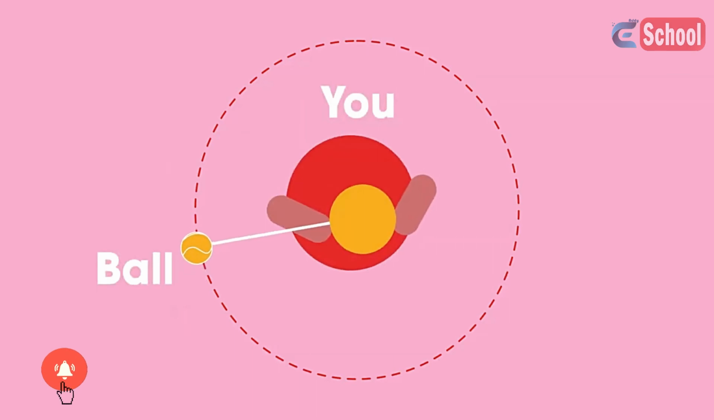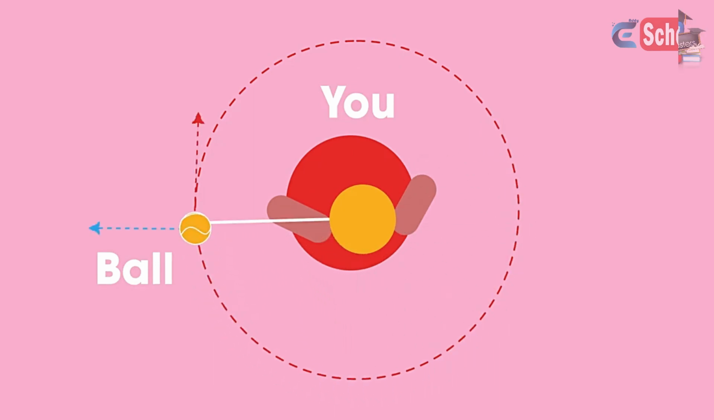You can easily test this by attaching a ball to a string and swinging it round your head. The speed of the ball is constant, but you need to keep pulling the string to make it go in a circle. What direction do you think the ball will follow if you suddenly let go of the string? Is it in the red direction or the blue direction?